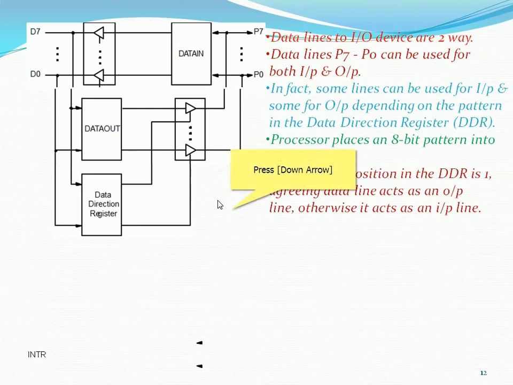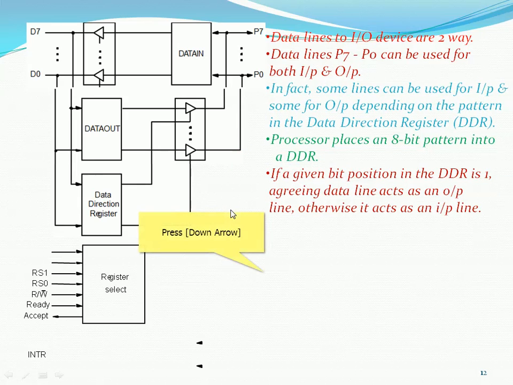If a given bit position in the DDR is 1, the corresponding data line acts as an output. So when the DDR is 1, the output circuit will be active and the input circuit will be passive. It will be mute. Otherwise it acts as an input line, right? So DDR 1 says data out, that is the output circuit, and DDR 0 says the converse.